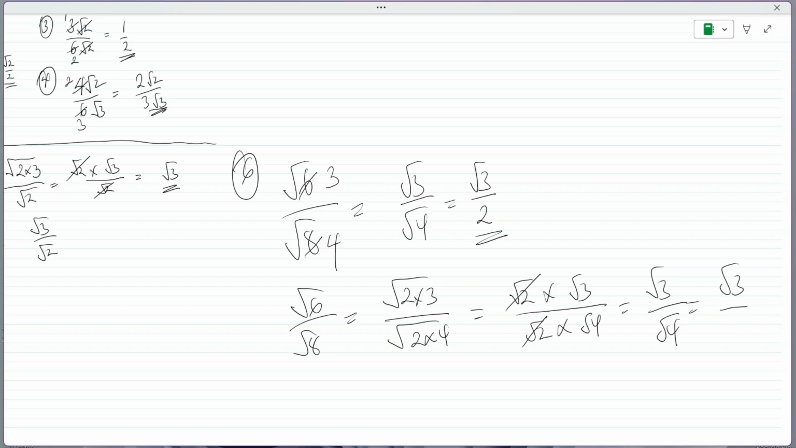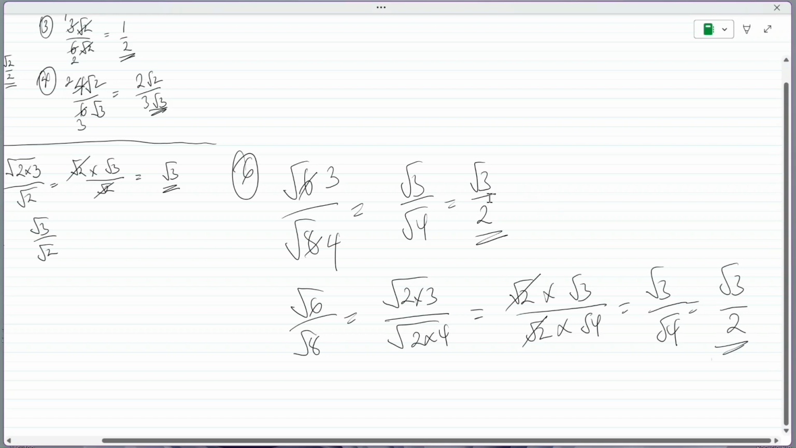Root 3 over root 4, and the square root of 4 is 2. Your answer is still the same as the first way of doing it, and I think this way is easier, but you have to be careful using it, and most likely avoid using it in theory.